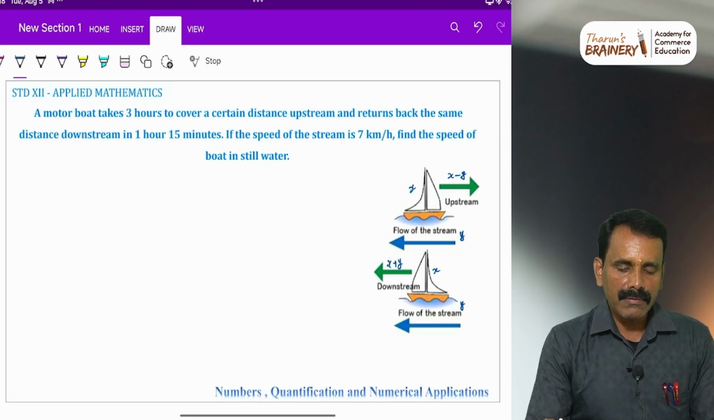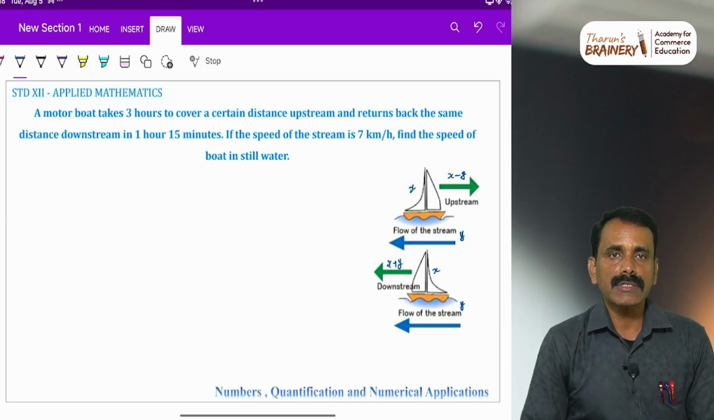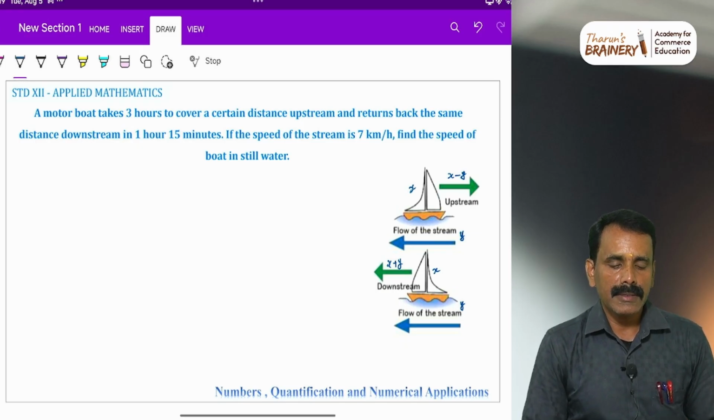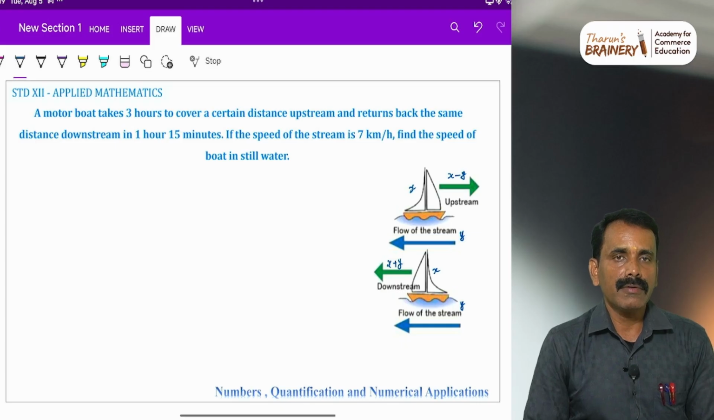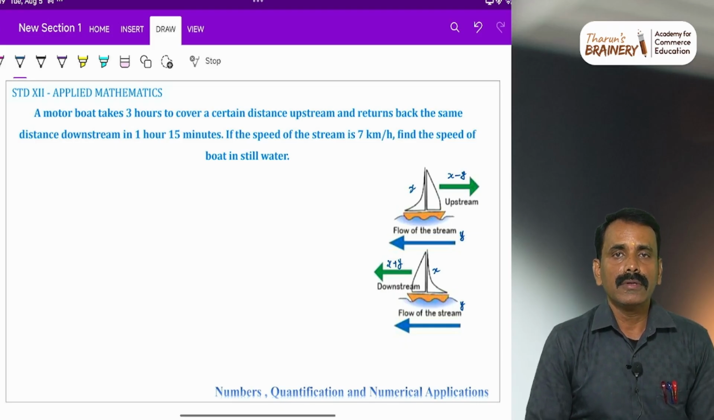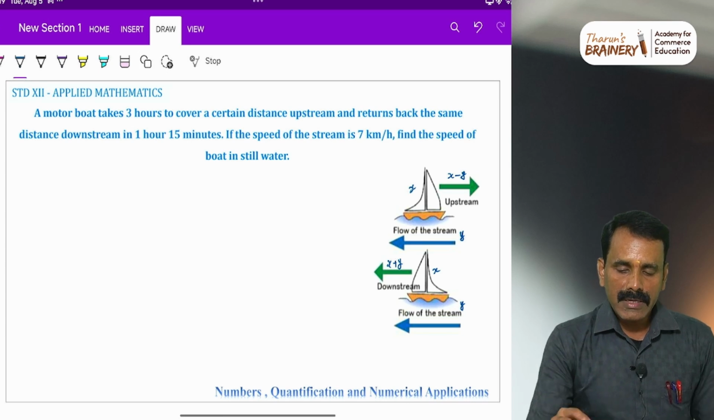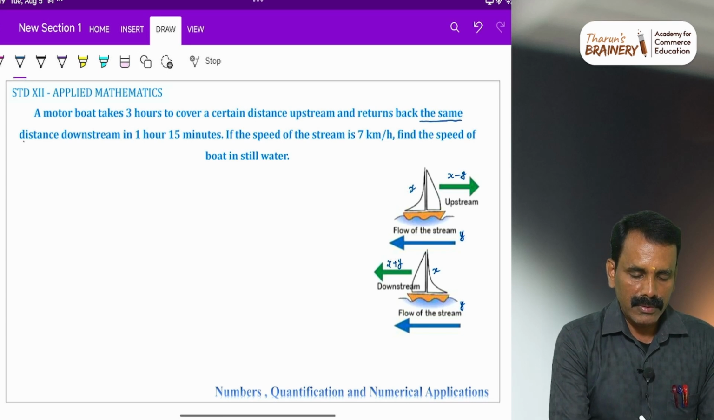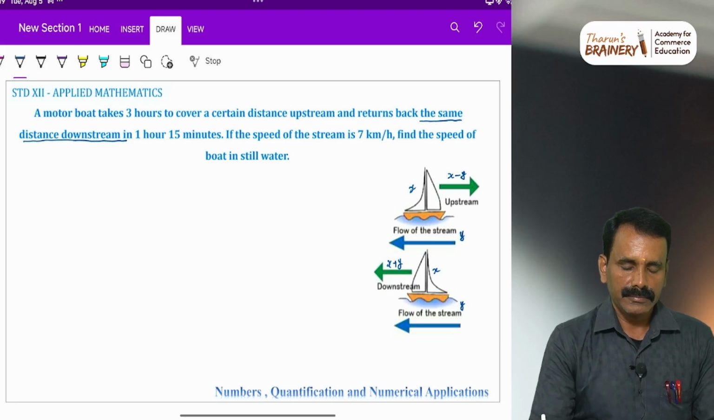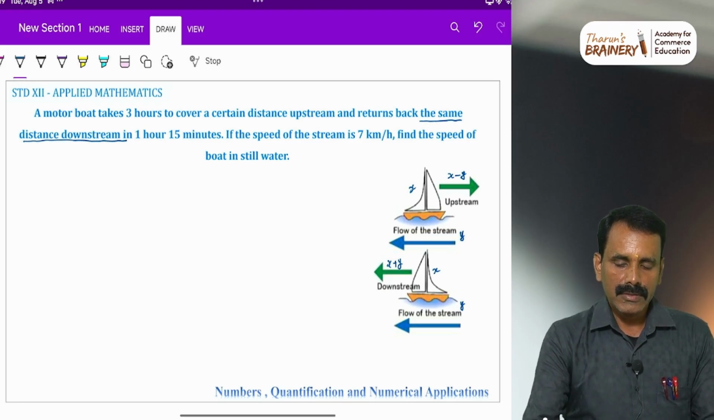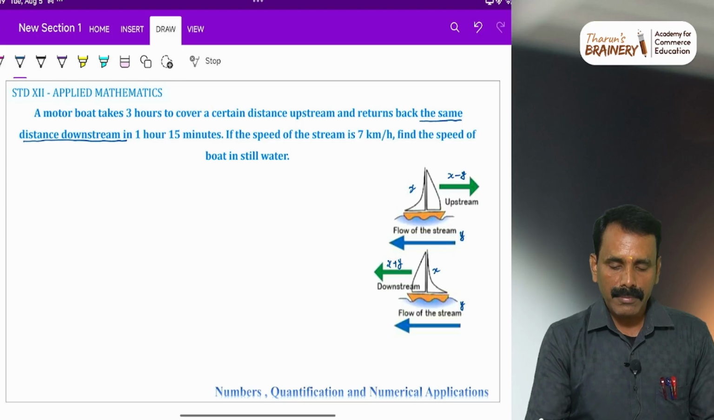For the upstream travel it takes 3 hours, for the downstream travel it takes 1 hour 15 minutes. So with the help of the speed and the time taken for the upward travel as well as downward travel, we can find the distance traveled by the boat. And here it is given the upward travel distance is same as the downstream travel. So with this data we are going to start solving the problem.